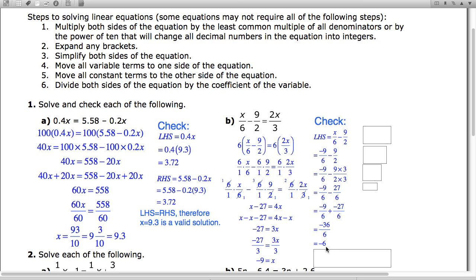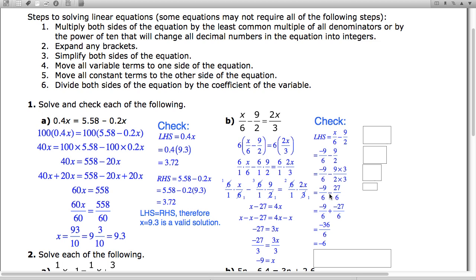Now it's a little bit complicated because it is involving a lot of fractions, right? Negative 9 over 6, if you're going to subtract 9 over 2, then what we need to do is change the 9 over 2 into a fraction with a denominator of 6. That's why I multiply the top and the bottom here by 3. That way we get 27 over 6.